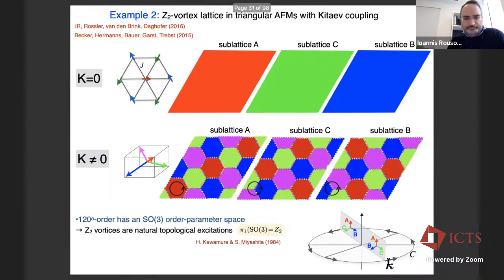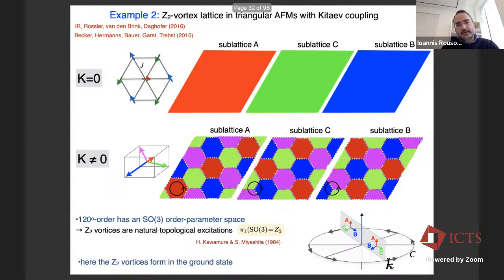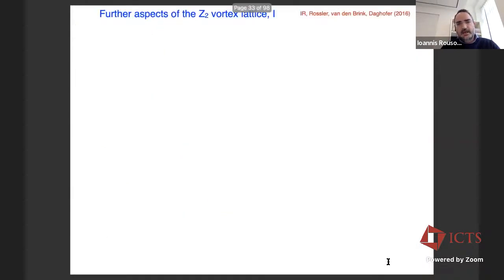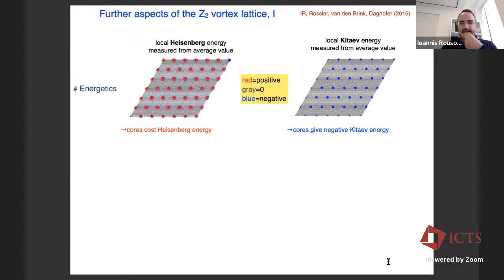Z2 vortex, which has some topological character. It's well known to be a standard excitation of the triangular Heisenberg antiferromagnet. But here, as soon as you switch on the K-type coupling, you can condense these excitations in the ground state. And there are some further aspects that I would like to share in this talk.